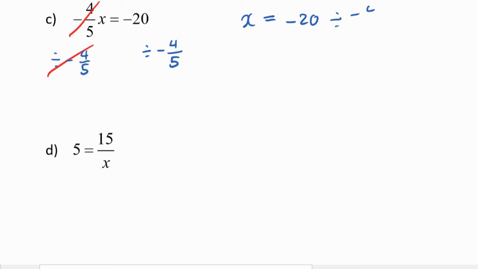So remember, you learn how to divide a fraction. What you do is you use the keep, change, flip method. So you're going to keep the first number, change the middle, and flip the next number, -5/4, like this.